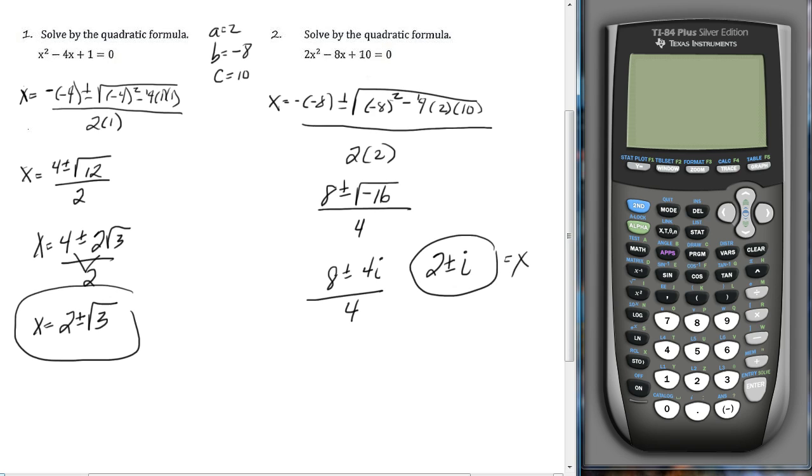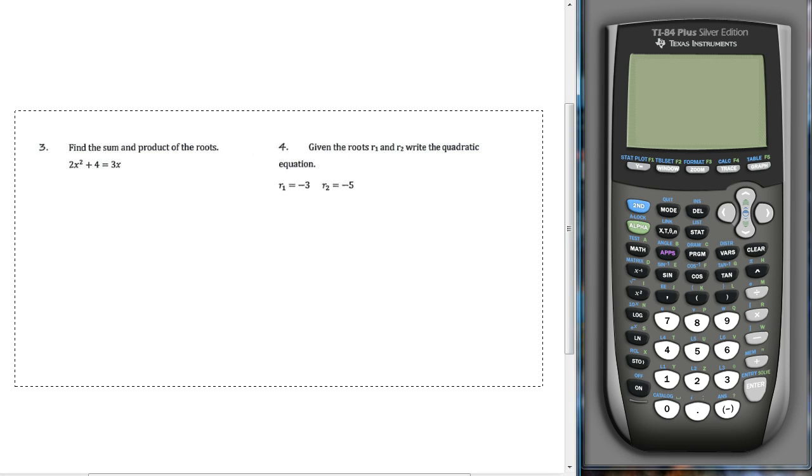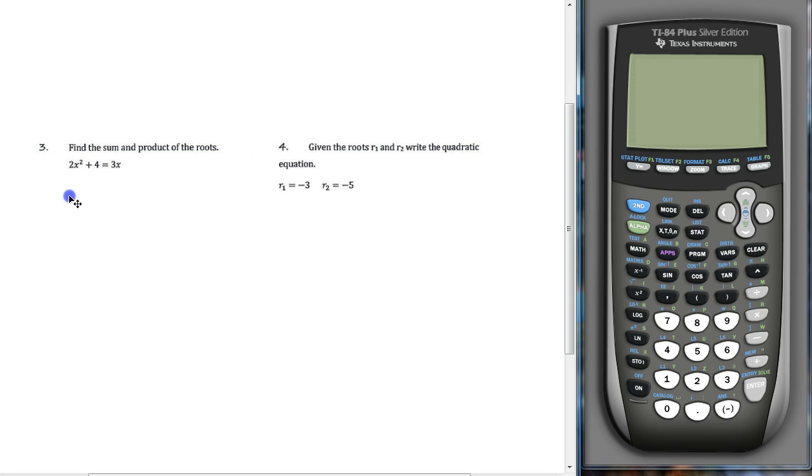Let's go to the back. All right, so now it says find the sum and product of the roots. First off, we have to make sure it's set to 0 for this problem. So let's get the pen. It'll be 2x squared, move the x, so minus 3x plus 4 has to be set to 0.